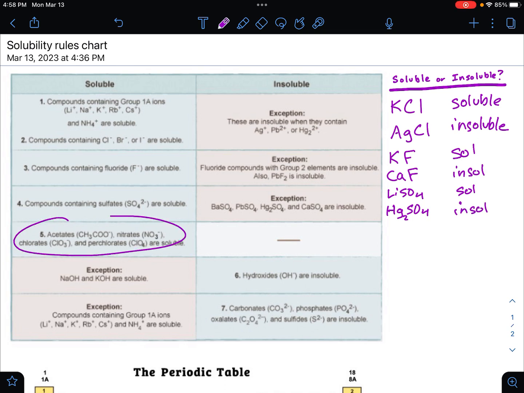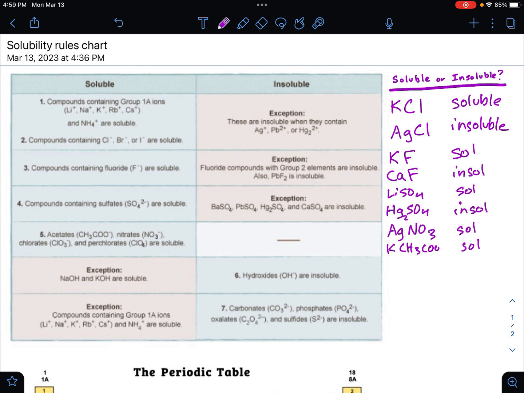Rule number 5. Acetates, nitrates, chlorates, and perchlorates are soluble, and there are no exceptions. So let's do our examples real quick. I'm going to do silver nitrate, NO3, nitrate, soluble, easy peasy. And I'll do another one just for the heck of it. Potassium acetate. Acetate, it's soluble. Easy peasy, soluble.